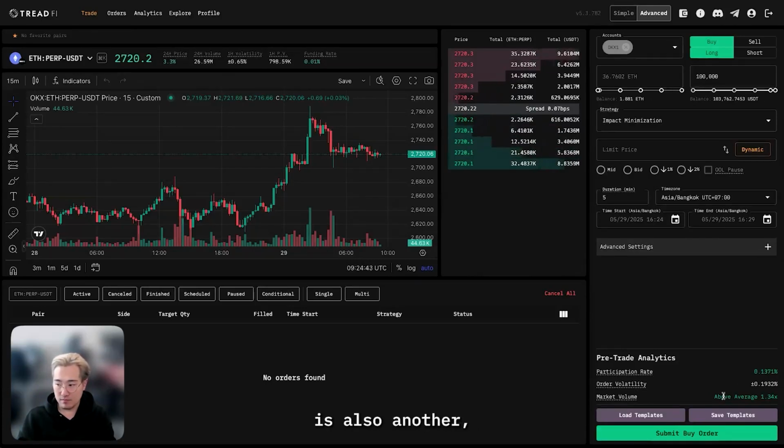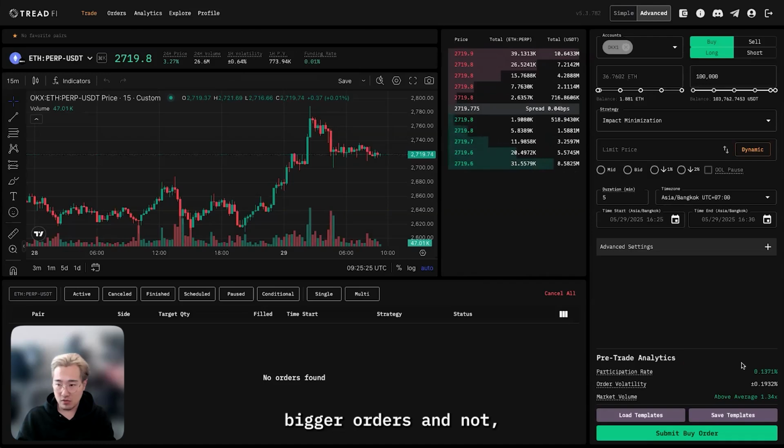Market volume is also another more general metric of how much today's market volume ended up coming in at relative to how much the expected market volume of the last 21 days was. So 1.3 just means today we predicted a certain amount of ETH to trade on OKX, but the realized one over the last 24 hours is 1.3x of that. And so the predicted was probably somewhere around 550 to 600K, and we actually saw a little bit more than that. So anything above average is a good time to trade.